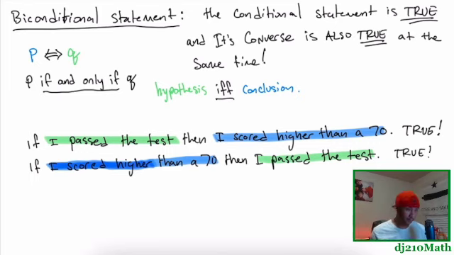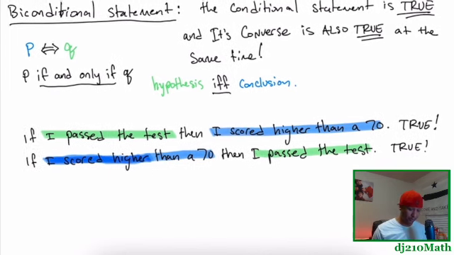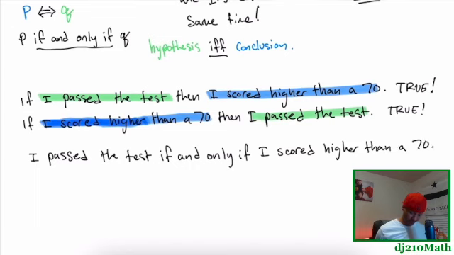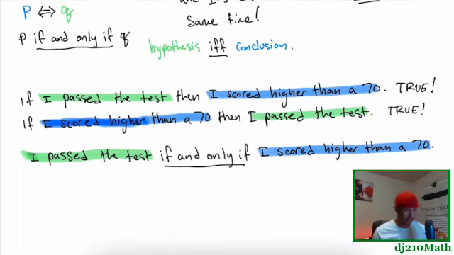When the conditional statement is true and the converse is true, you can write a biconditional statement. Otherwise, there is no biconditional statement and a biconditional statement doesn't exist. So this biconditional statement would be: I passed the test if and only if I scored higher than a 70. So it is true both ways. So you combine P and Q using if and only if. And it doesn't really matter the order. Like you could have stated it, I scored higher than a 70 if and only if I passed the test. Which again, it's literally the exact same thing. So that's a biconditional statement, as long as the conditional statement and the converse are both true at the same time.